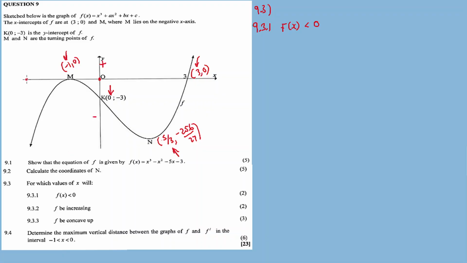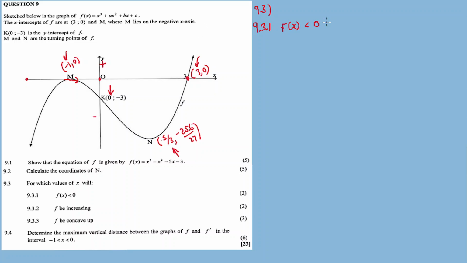Starting from the left-hand side of the graph, from the negative x-axis going to the right, what does my graph do? It is negative. I'm still going to the right, and my graph stays negative until it reaches x equal to 3. When I go past x equal to 3, the graph starts being positive.